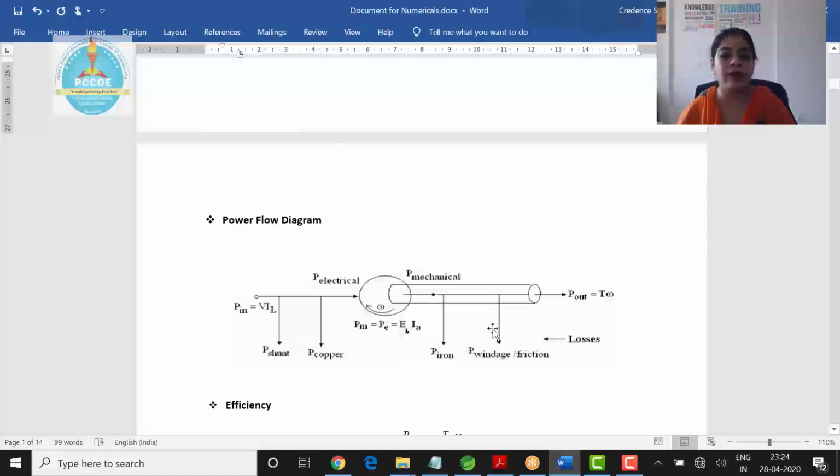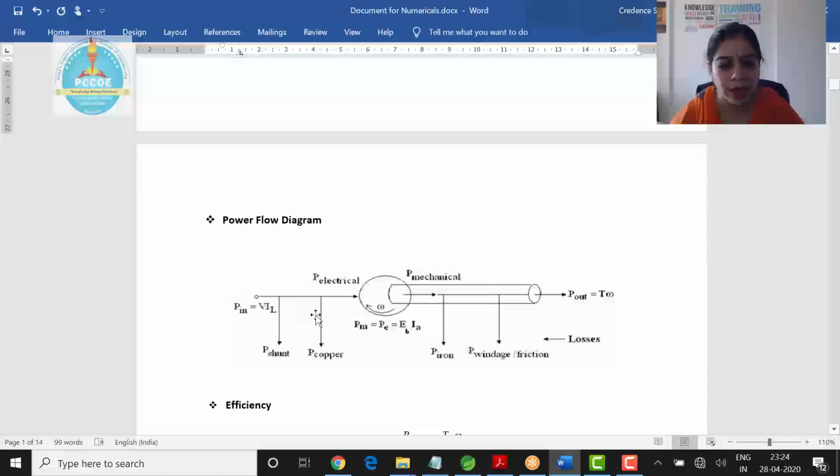So this diagram will very well explain the power flow of the machine. Here you can see P in we are giving, that is nothing but V into IL. We are giving the electrical energy as an input as it is a motor. So what will be the P in? P in is equal to V into IL.